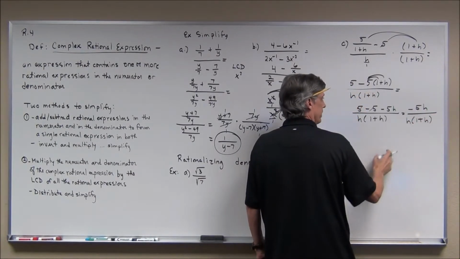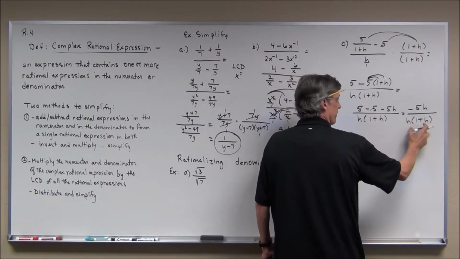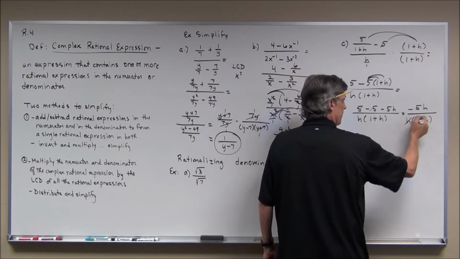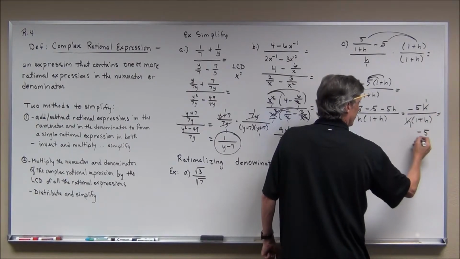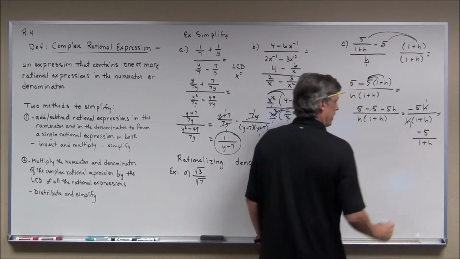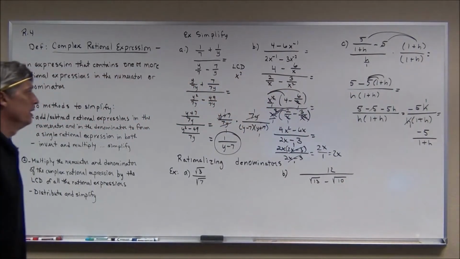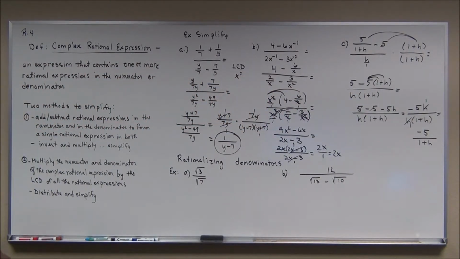Well, you can see why I didn't distribute in the bottom. I have it in factored form and the h's cancel. They're a common factor top and bottom. So this thing simplifies all the way down to negative 5 over 1 plus h, or if you'd like, h plus 1.